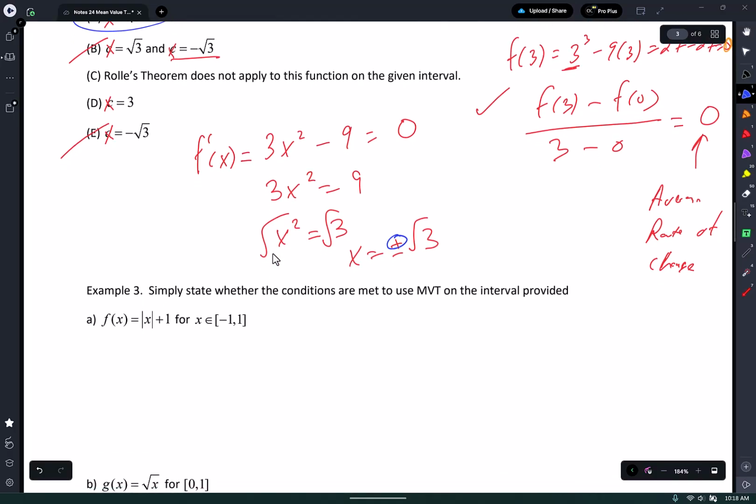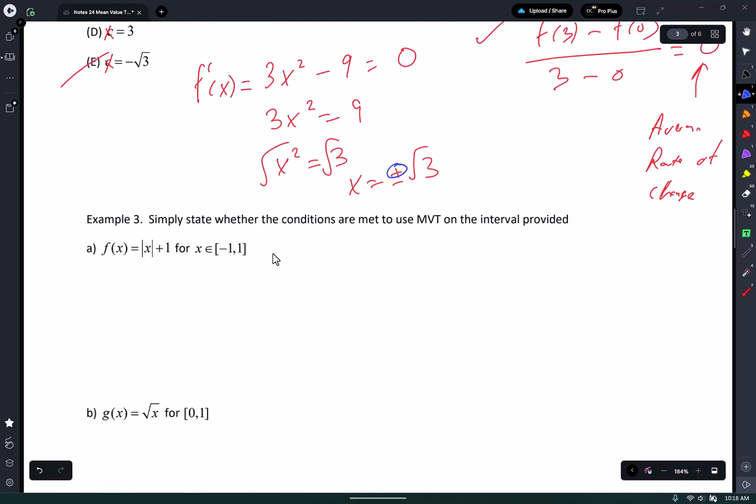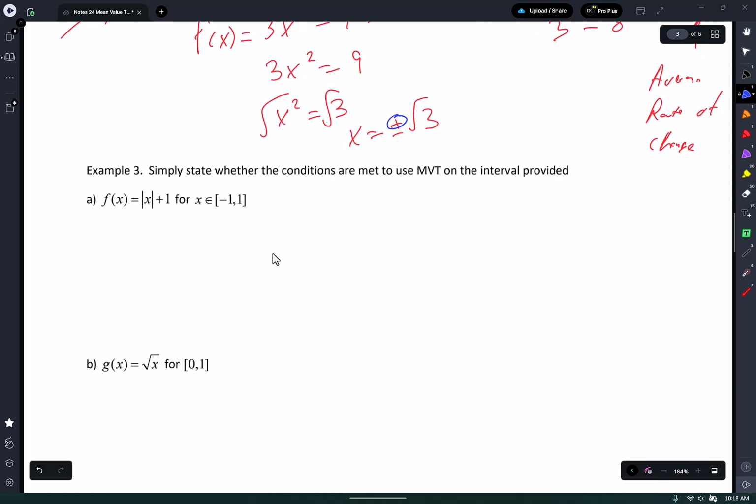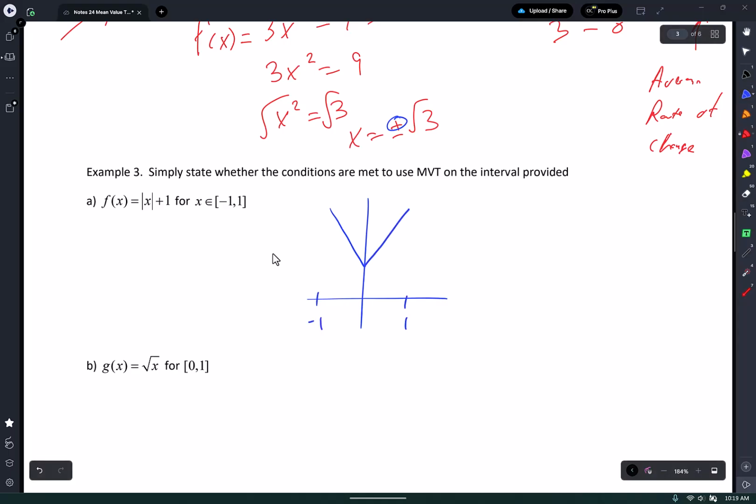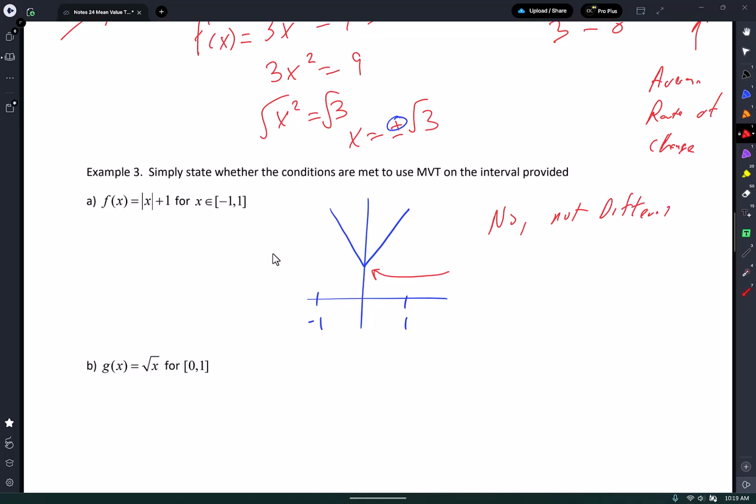All right. Simply state the conditions are met to use the mean value theorem on the interval provided. Can I use mean value theorem between negative 1 and 1 for the absolute value of x plus 1? I'll give you a visual. No, because it's not differentiable. Not differentiable at x equals 0.